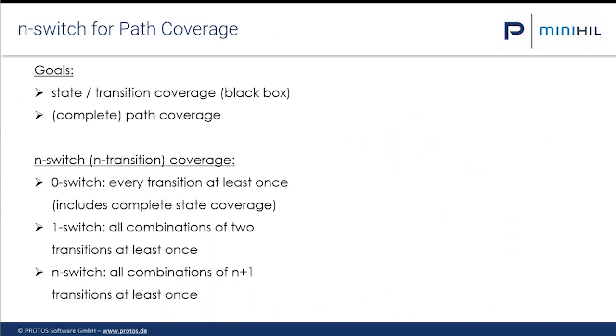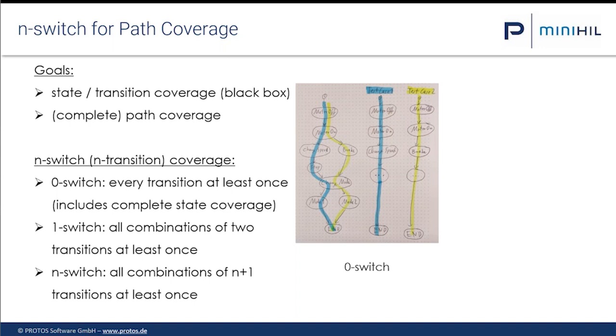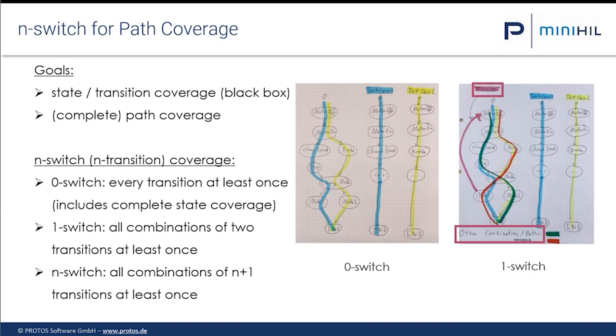Now, let's have a look at the end switch metric for path coverage. So the goal is a state transition test for the state transition coverage. And we want complete path coverage up to a certain level. So 0 switch, every transition at least covered once. 1 switch, all the combinations of 2 transitions at least once, and n switch, all combinations of n+1 transitions at least once. So that's 0 switch, and that's 1 switch.